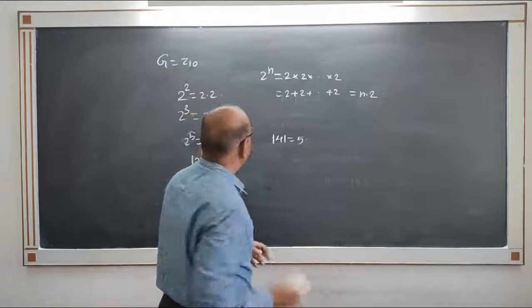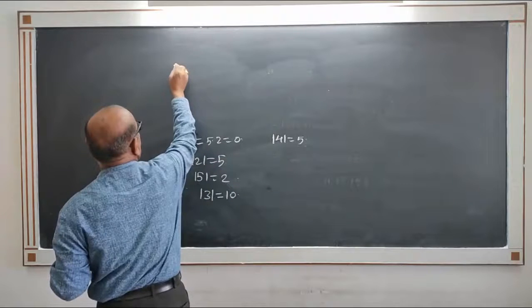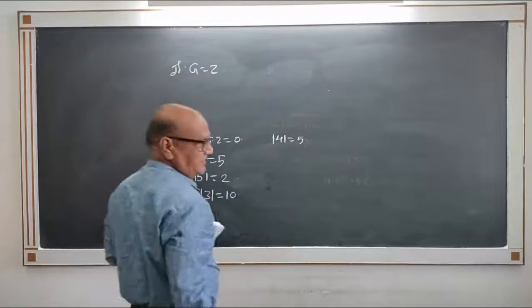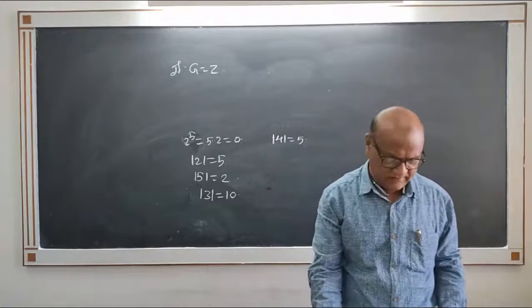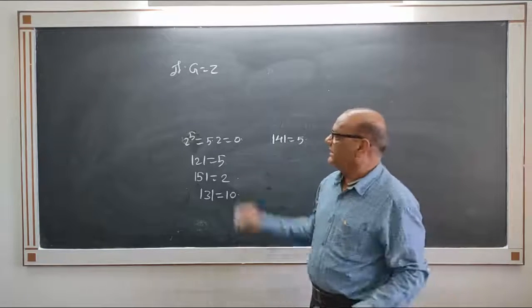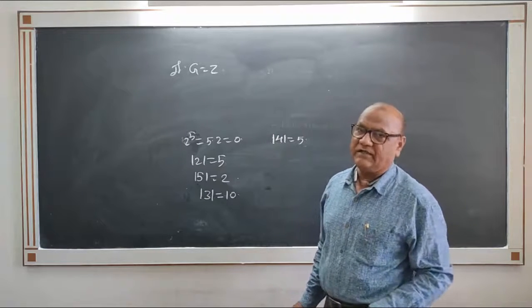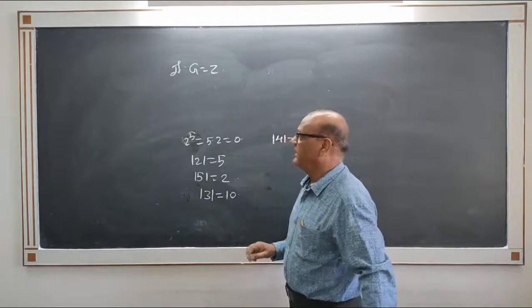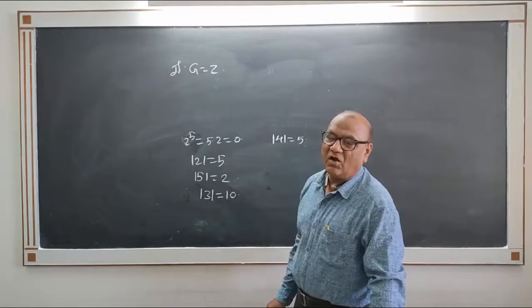Now if G is equal to Z with the operation addition, in this group every element except 0 has an infinite order.